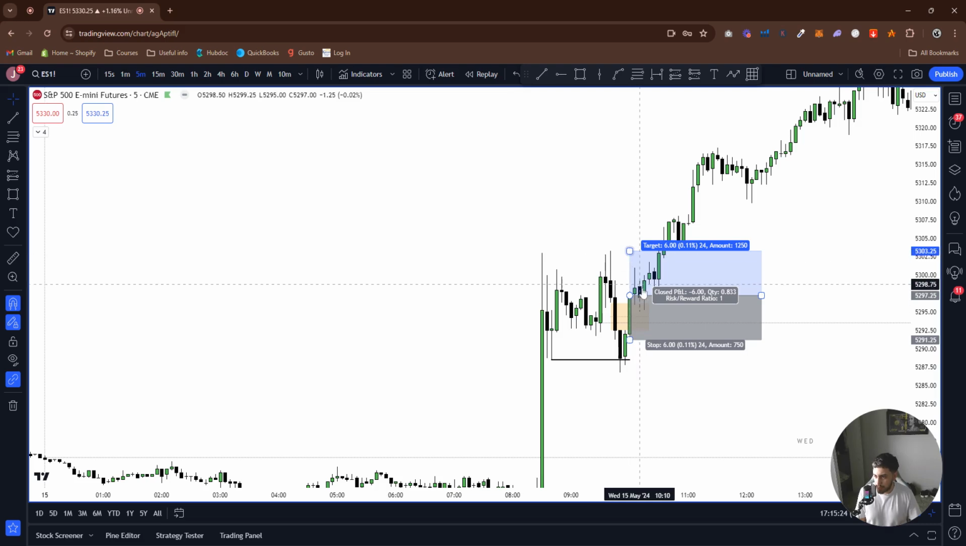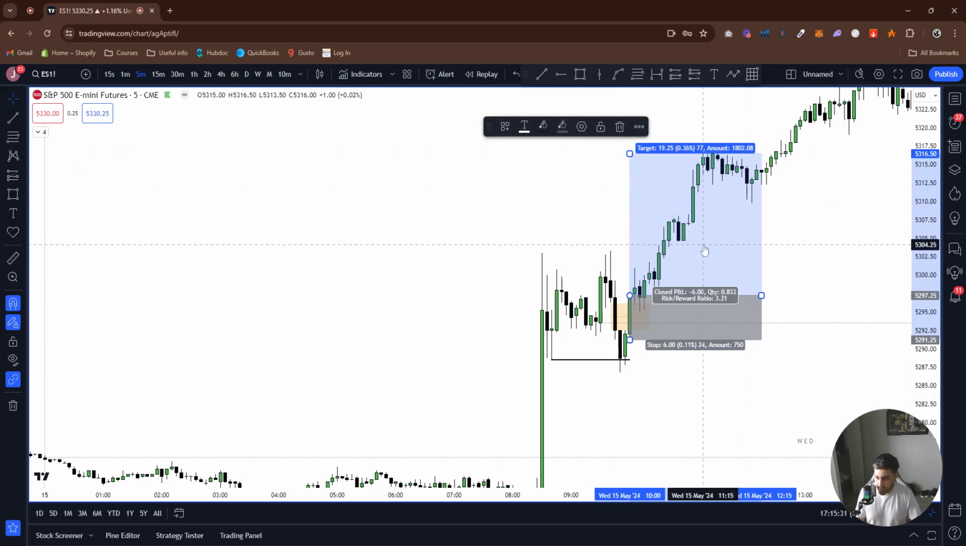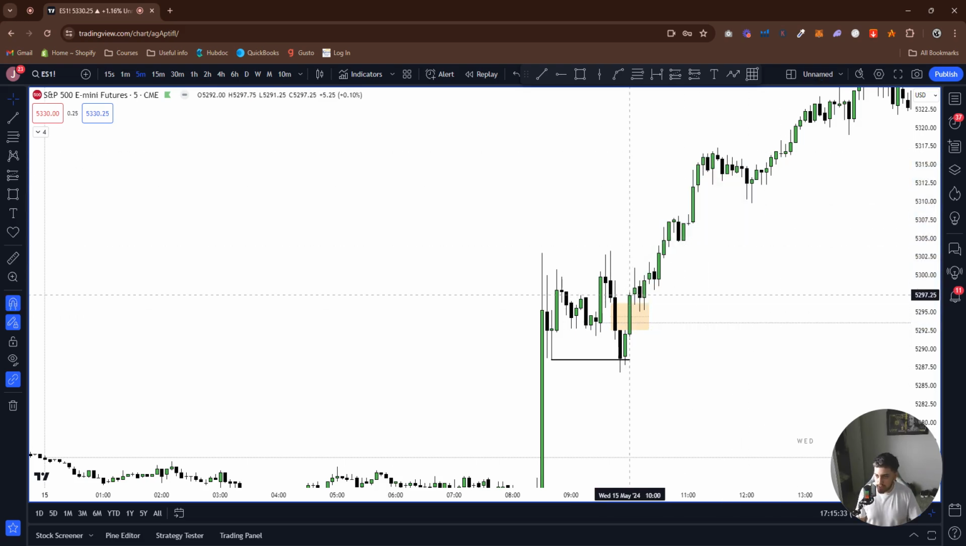But again, if you enter with two contracts, you can trim here and then just leave a runner and put stops to break even. And this would have worked out really, really well for you today. But yeah, you can enter as soon as the candle closes a body above this fair value gap here, or you can wait for a retest, which would give you a better risk reward, right?